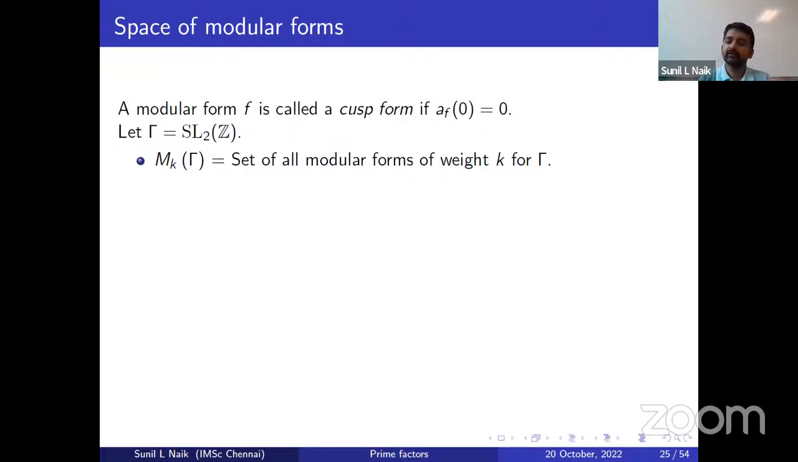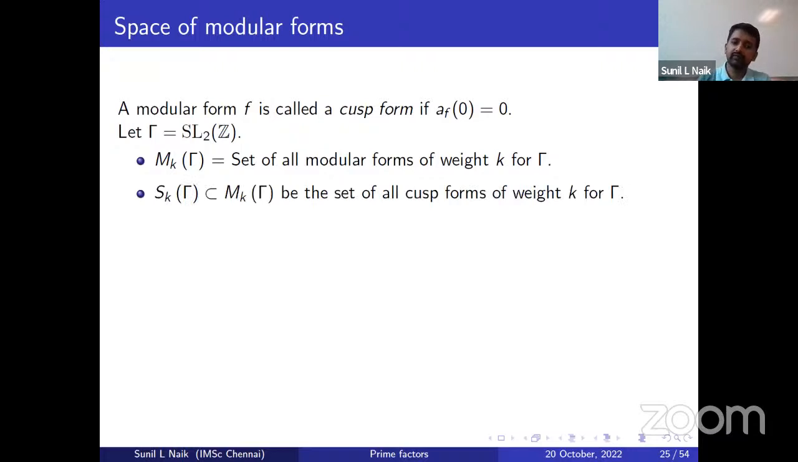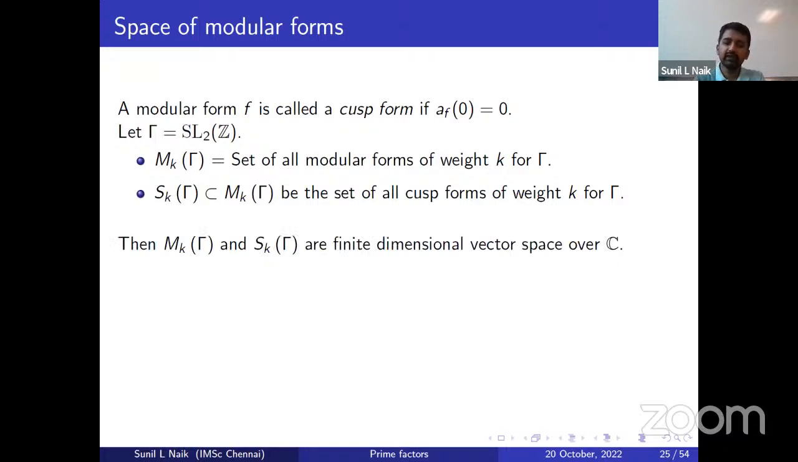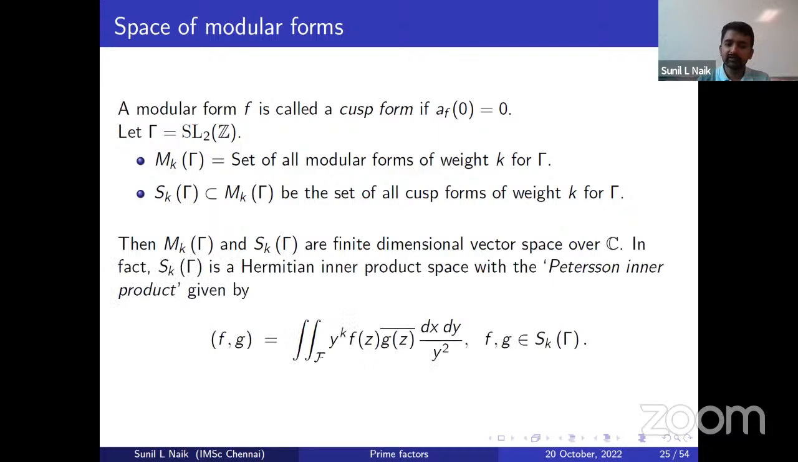Let M_k of Gamma be the set of all modular forms of weight k for Gamma, and S_k of Gamma be the set of all cusp forms of weight k for Gamma. Then M_k of Gamma and S_k of Gamma are finite dimensional vector spaces over the set of complex numbers. In fact, the space of cusp forms is a Hermitian inner product space with the Petersson inner product given by the following double integral over the fundamental domain F. For any two cusp forms f, g, the inner product of f and g is equal to the double integral over the fundamental domain of the integrand y^k f of z times g of z conjugate, divided by y squared.